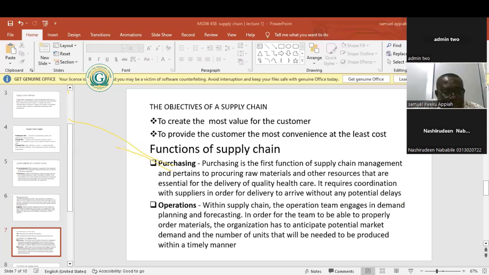Then a lot of people will even die before they go to the manufacturer's end. And so what supply chain does is that these goods are brought to the doorstep of the consumer at the least cost. Because if the consumer was to produce this item themselves or to even go to a manufacturer or a distributor to buy, you can look at the costs. But if through the chain, it gets to the consumers and the person gets it at ease, then at the least cost.